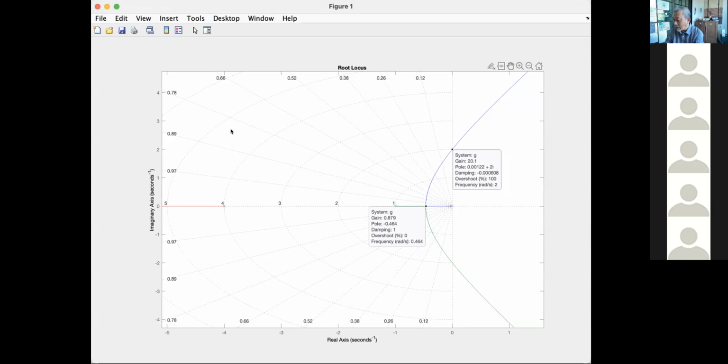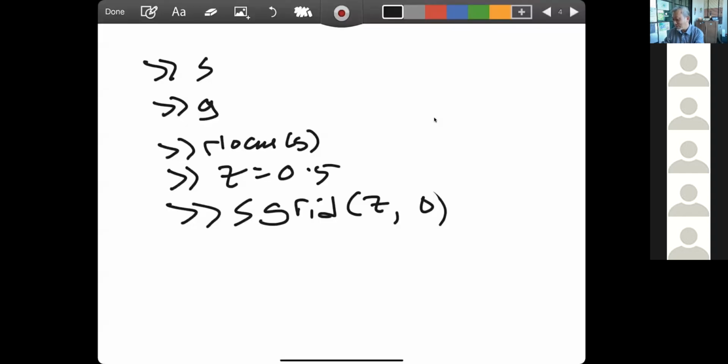Then sgrid. Z, 0. Cannot see, doctor. Wait. Okay, S equals TF from before. TF bracket S. Then G, you key in the open loop. Then rlocus G. Then Z equal to 0.5, the damping ratio. Then sgrid Z, 0.